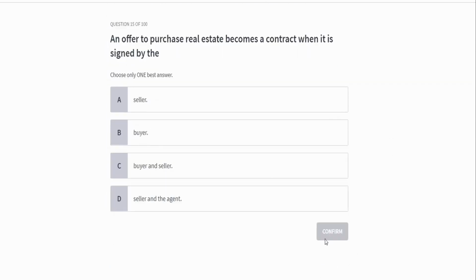All right, next question. Question 15. An offer to purchase real estate becomes a contract when it is signed by, and it gives us 4 options. Is it A, the seller, B, the buyer, C, the buyer and seller, or D, the seller and the agent? So like always, here's some time for you guys to think it over.